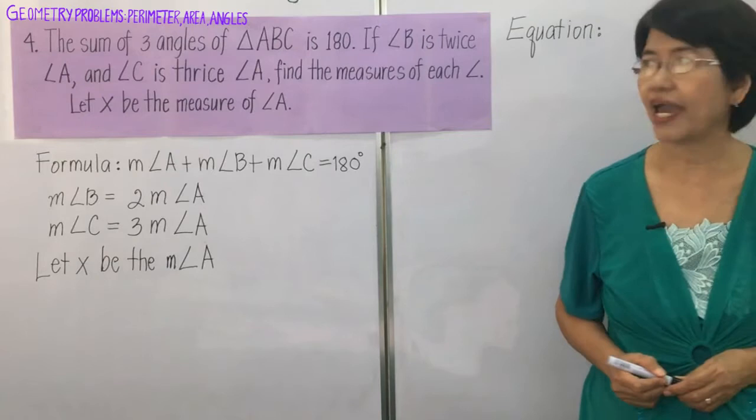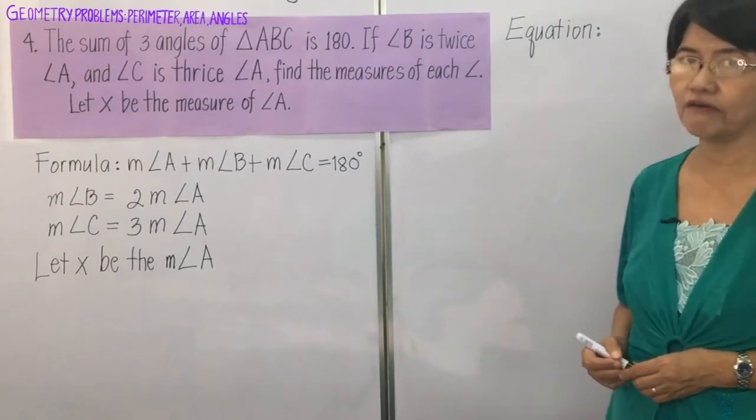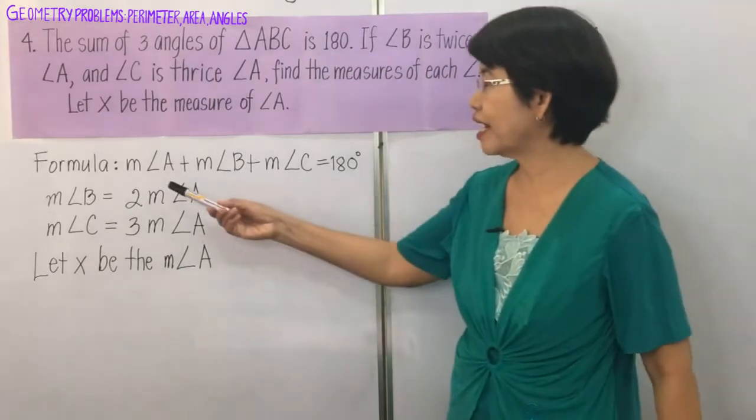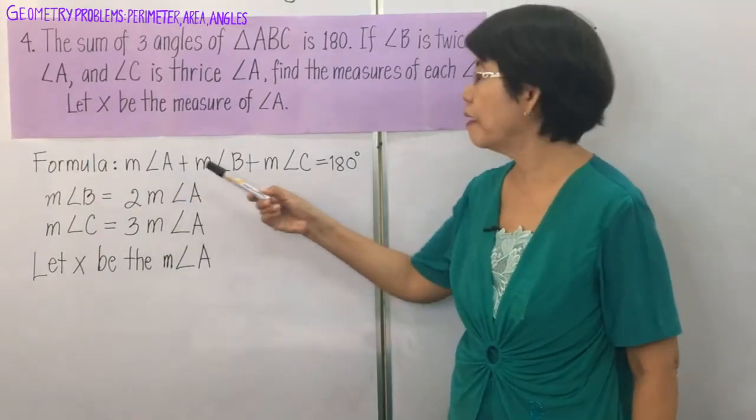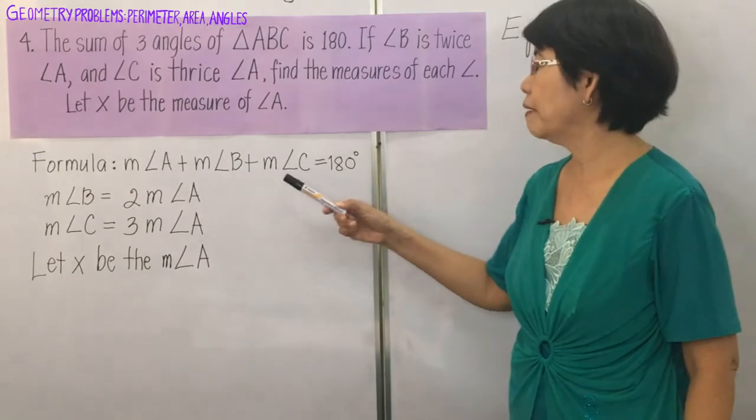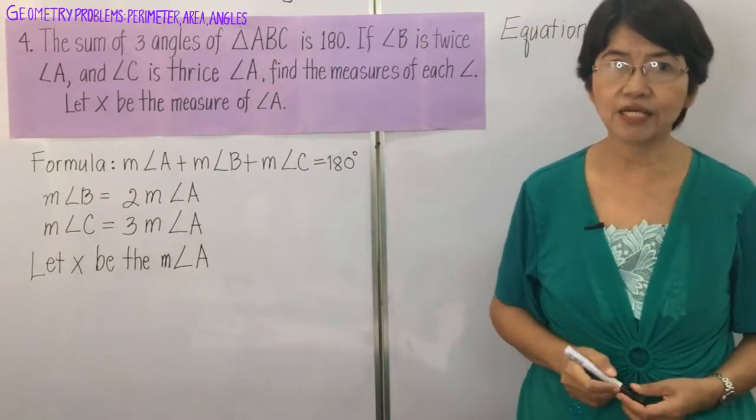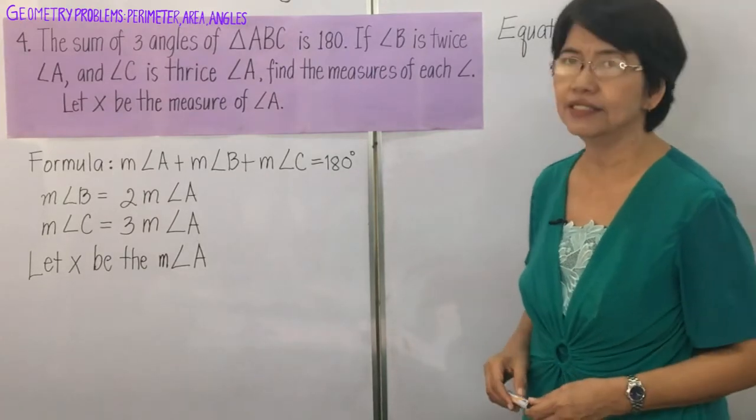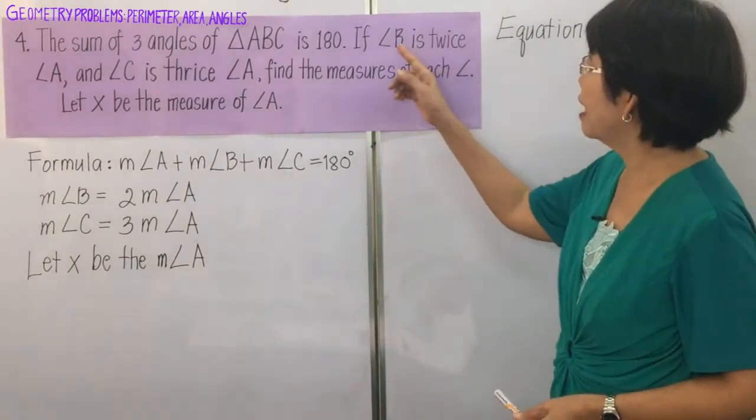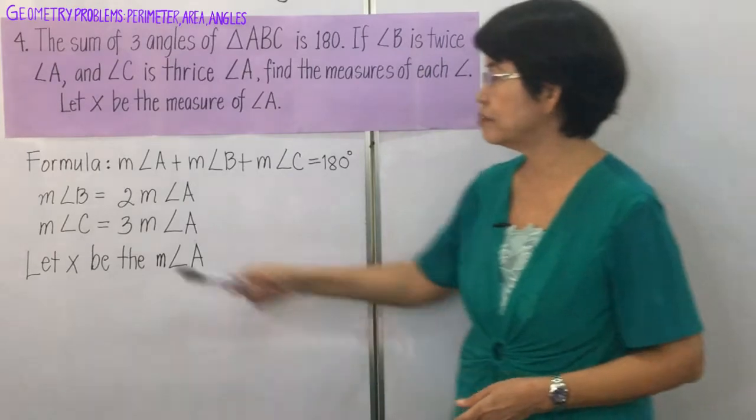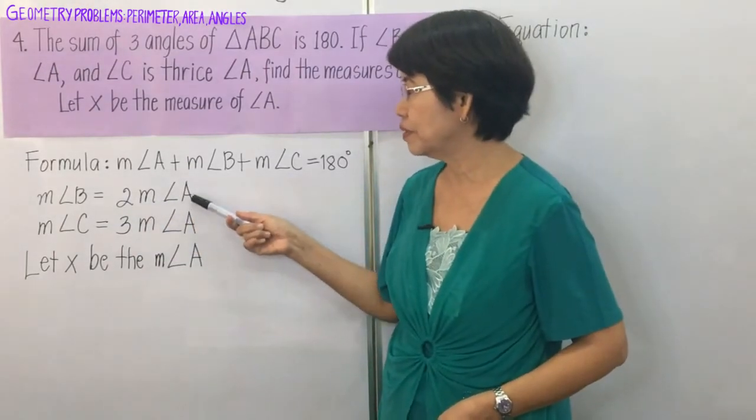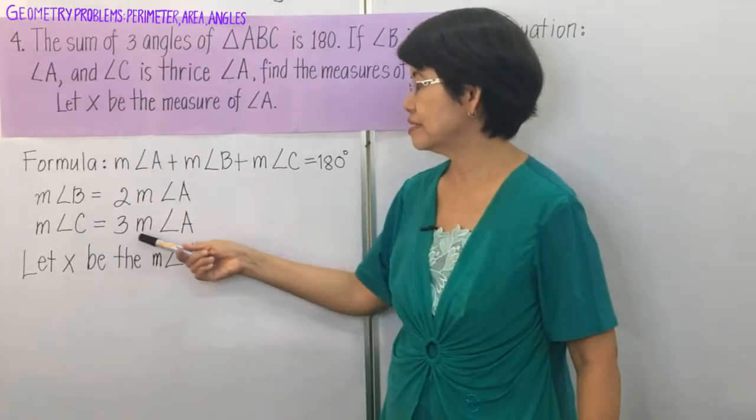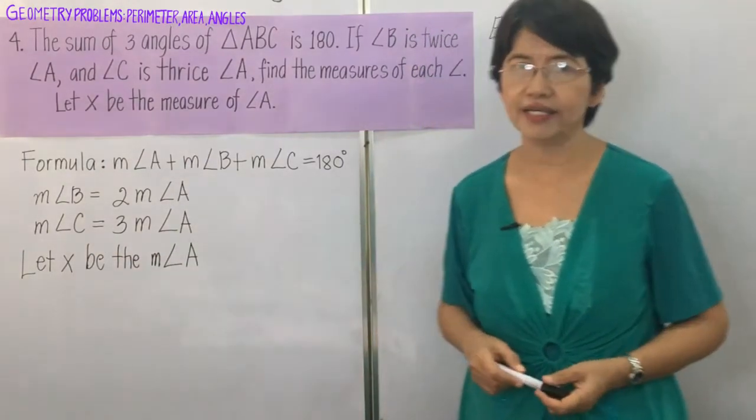So we let x be the measure of angle A. And our formula is measure of angle A plus measure of angle B plus measure of angle C is equal to 180 degrees. And since it is given that angle B is twice angle A, the measure of angle B is 2 times the measure of angle A. And the measure of angle C is 3 times the measure of angle A.